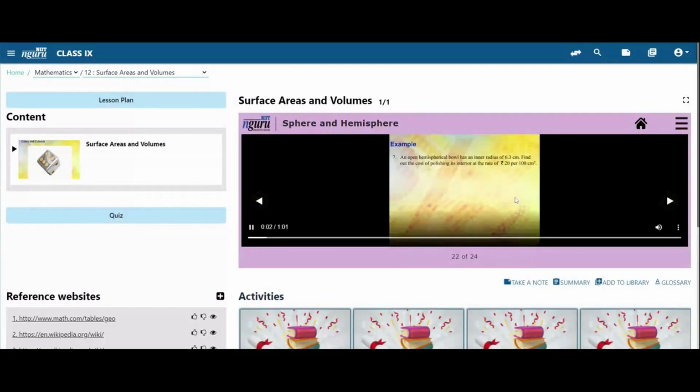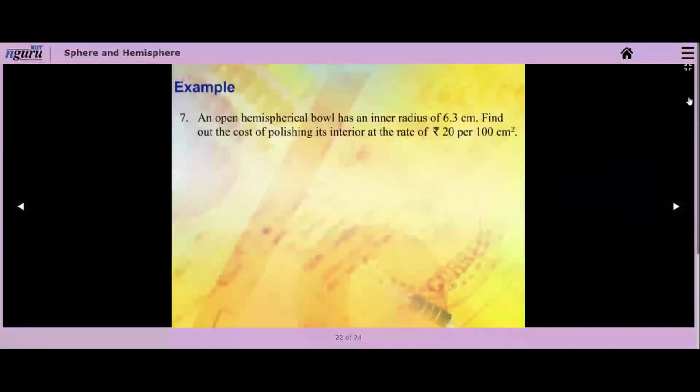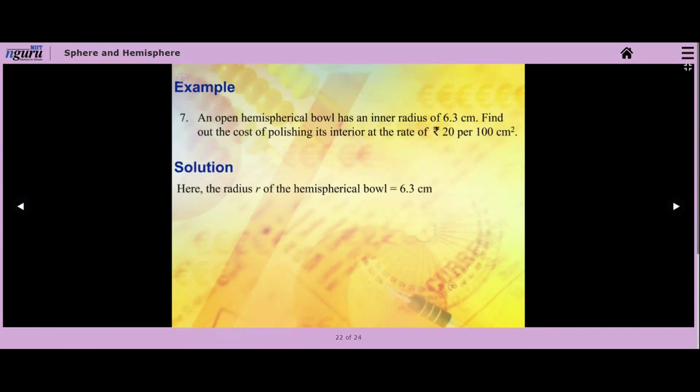Example 7. An open hemispherical bowl has an inner radius of 6.3 centimeters. Find out the cost of polishing its interior at the rate of rupees 20 per 100 square centimeters. Here, the radius r of the hemispherical bowl is equal to 6.3 centimeters. The inner surface area of the bowl is equal to 2 pi r square. Put the value of r as 6.3.